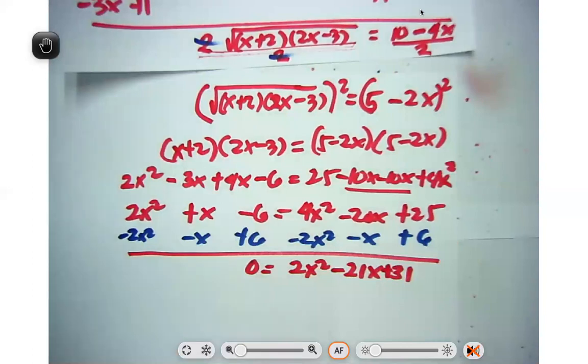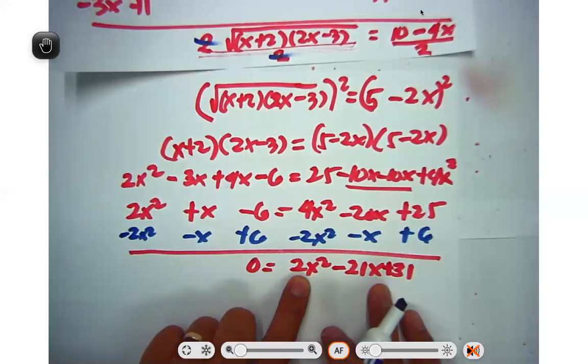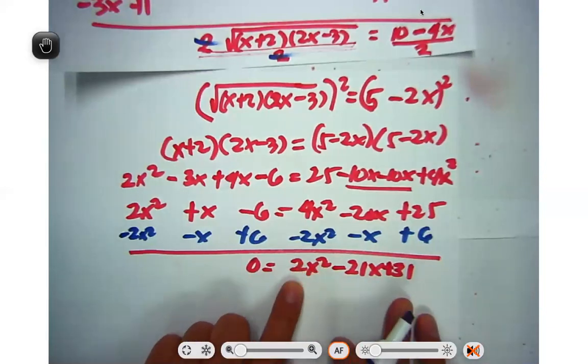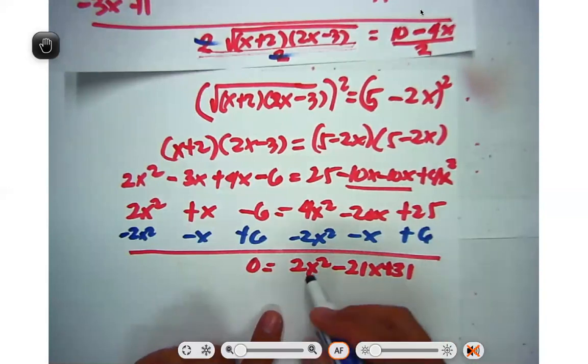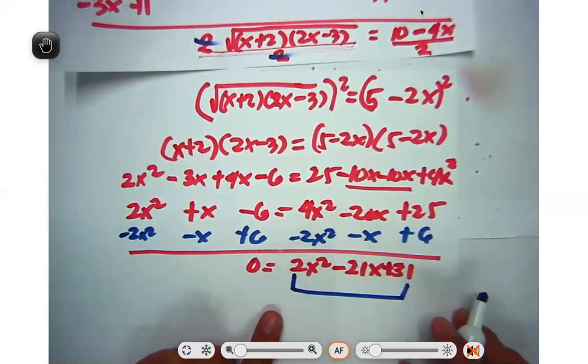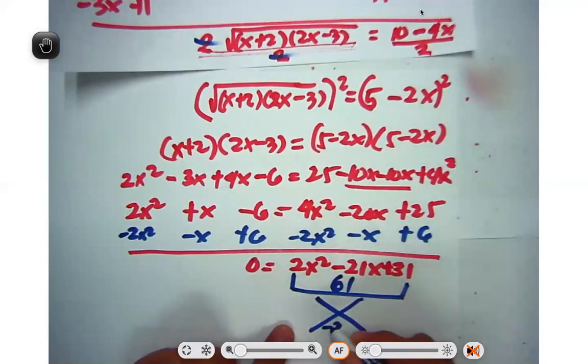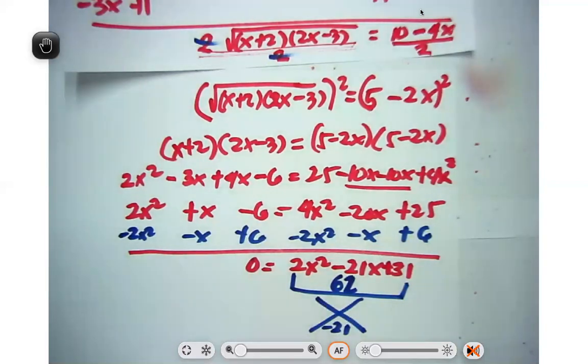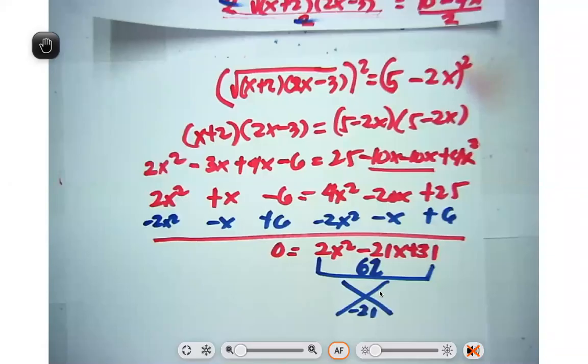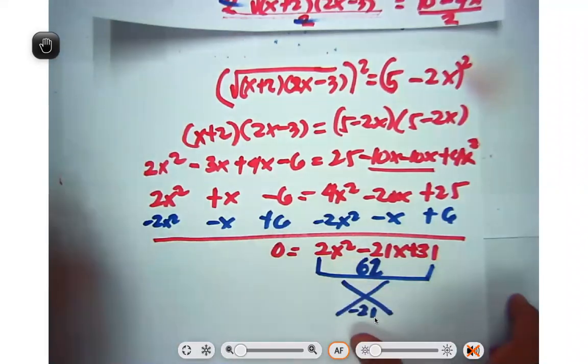All right, let's factor this. The result is quadratic, but we cannot factor immediately yet. We have to do the AC method here. So 2 times 31, 62. We find the factors of 62 whose sum is negative 21. Do we have any? Let's try to factor. Seems like there's something wrong. We cannot find factors of 62 that sum to negative 21 because of a mistake.